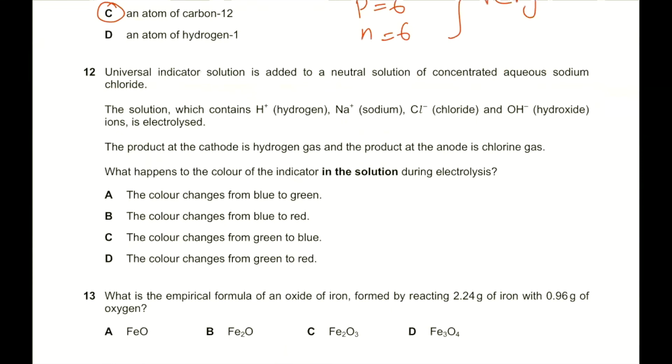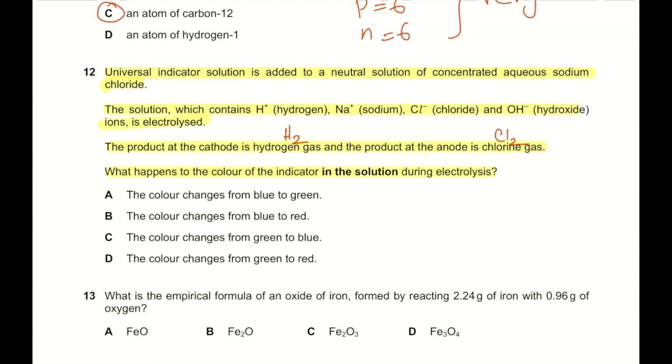Question number 12. Universal indicator solution is added to neutral solution of concentrated aqueous sodium chloride. All right, the solution contains H plus ion, Na plus ion, Cl minus ion, hydroxide ion, and it is electrolyzed. The product at the cathode is hydrogen gas and the product at the anode is chlorine gas. So guys, it is already mentioned that we are going to get hydrogen and chlorine gas in the cathode and the anode. Now the question is, what happens to the color of the indicator in the solution during electrolysis?